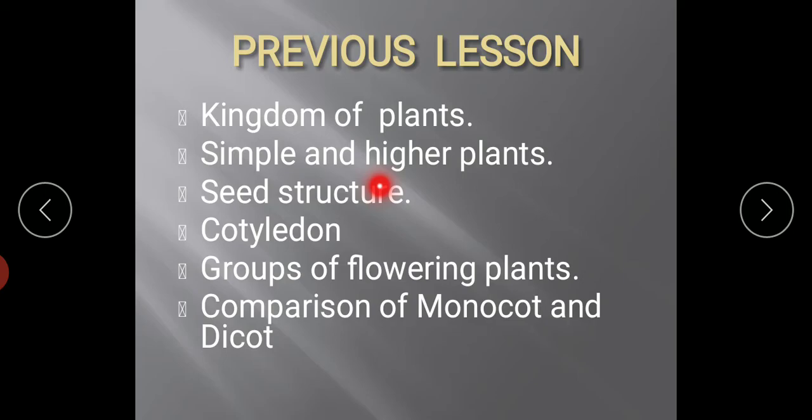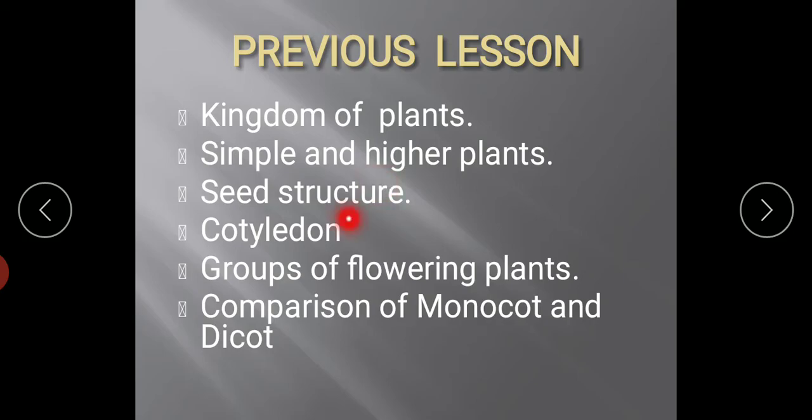Second part of the seed is cotyledon. Cotyledons are leaf-like structures. These are also called seed leaves. The third part is embryo. Baby plant is called embryo. Inside the seed, embryo grows into a new plant.